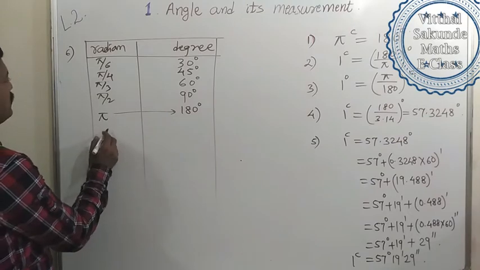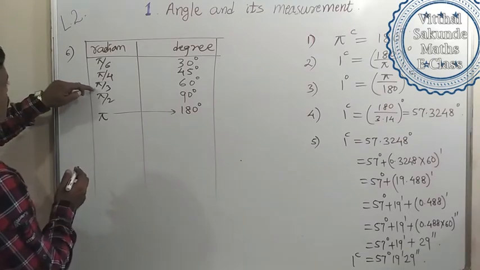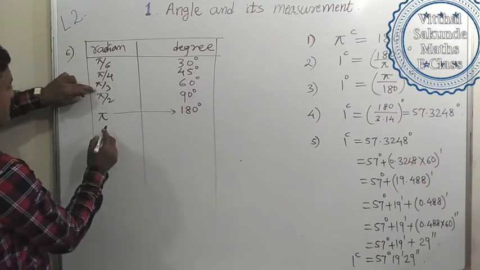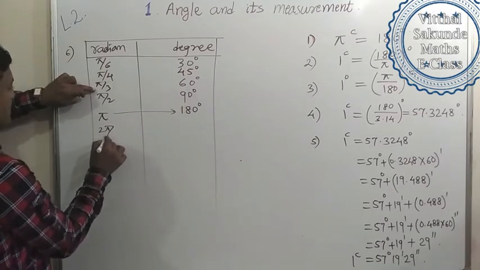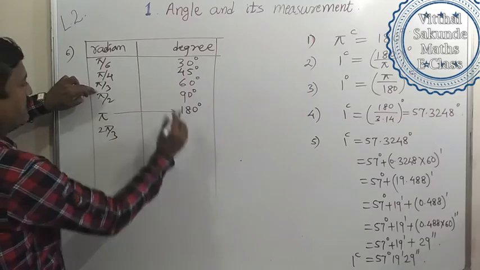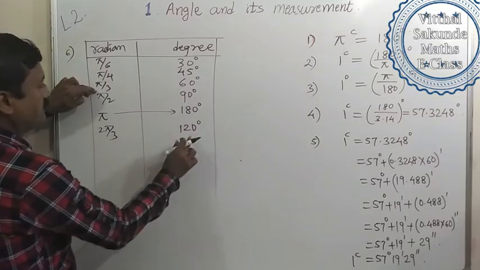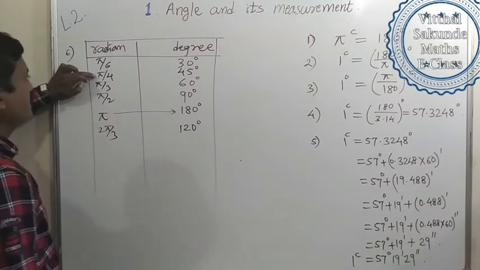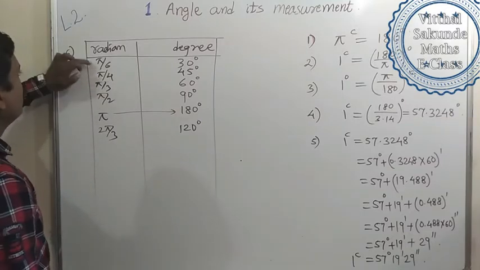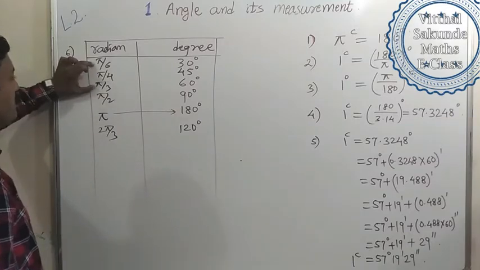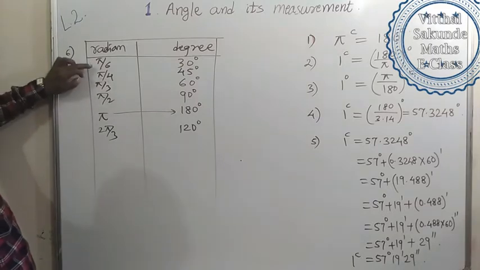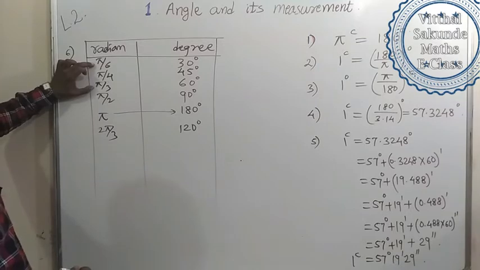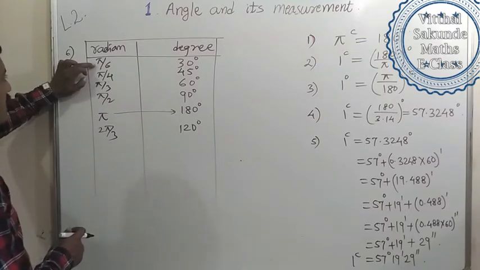After that, if we take the double of this, then 2 pi by 3 is double of this. So 2 pi by 3 will be 120 degree. So 120 is nothing but the 2 pi by 3. If you take the double of pi by 4, it will be pi by 2. If you take the double of pi by 6, it will be pi by 3. If you take 3 times of pi by 6, then it will be pi by 2.